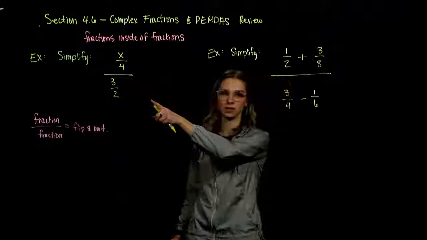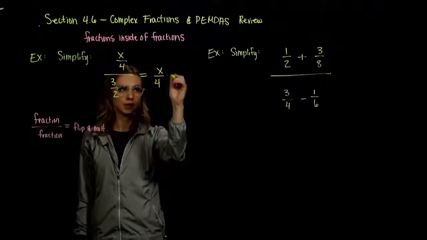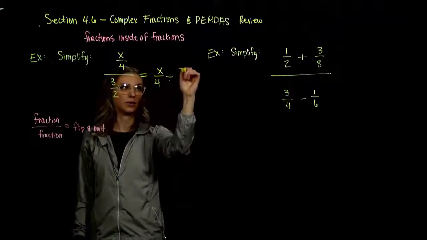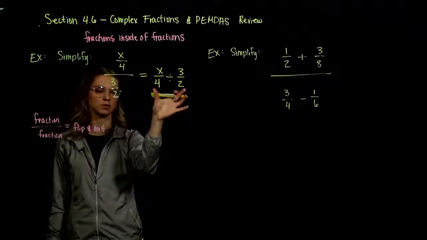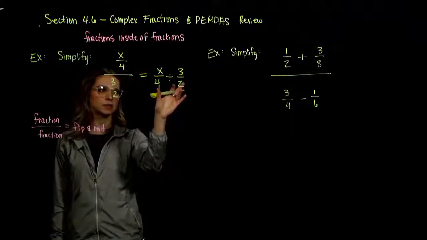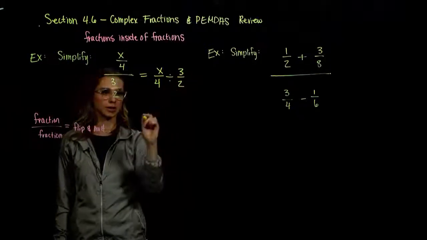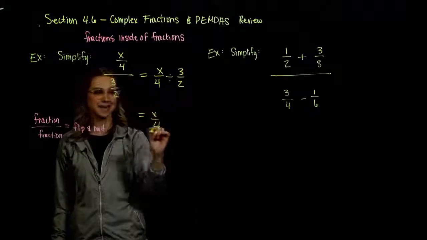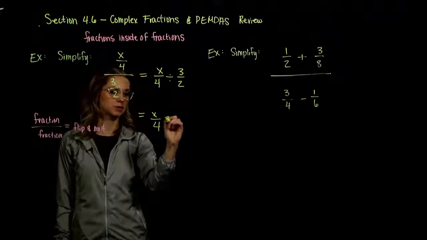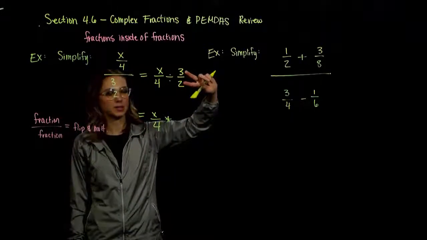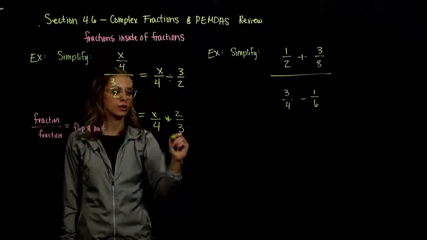Another way that we could write this complex fraction is as follows. We've got x over 4, and we're trying to divide that by what? 3 halves. If we don't want to see it in one giant complex fraction form, we can rewrite it linearly like this. And then when we see it this way, instead of dividing by a fraction, we can flip and multiply. The first one always stays exactly as it is, so x over 4 stays, but division now becomes multiplication. And we're multiplying by what? The reciprocal of 3 halves is 2 thirds.